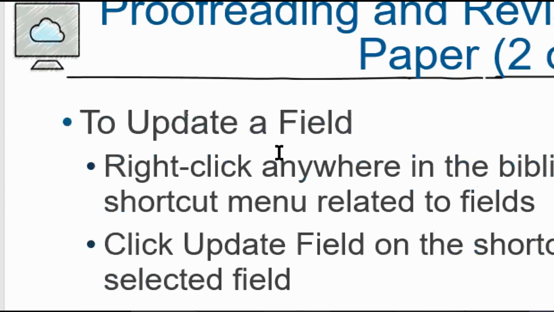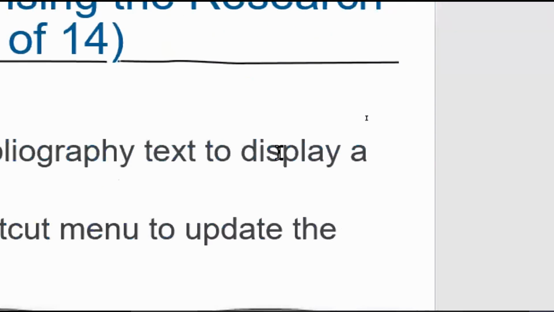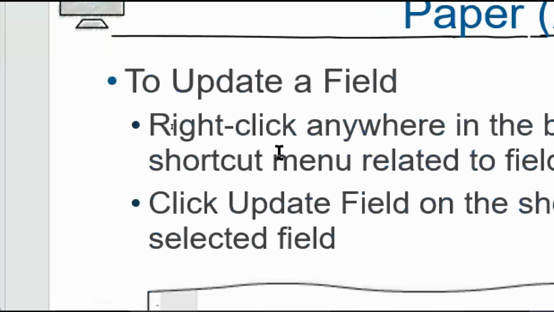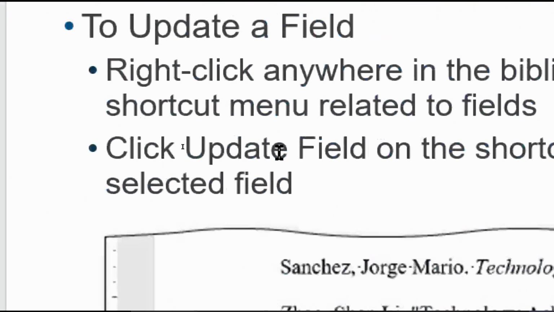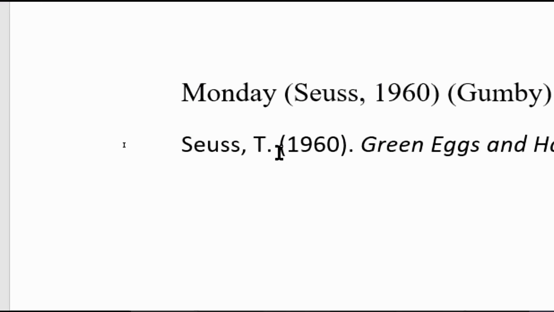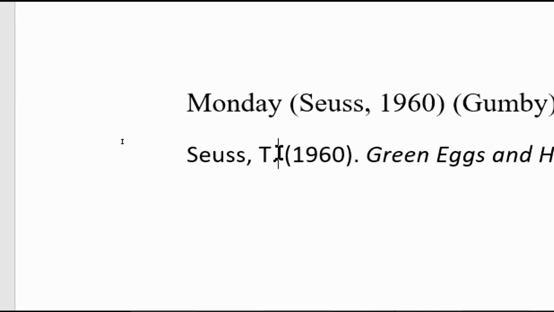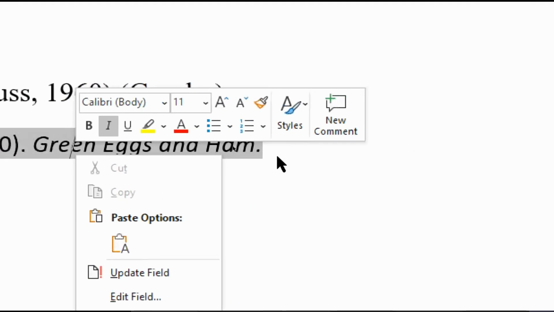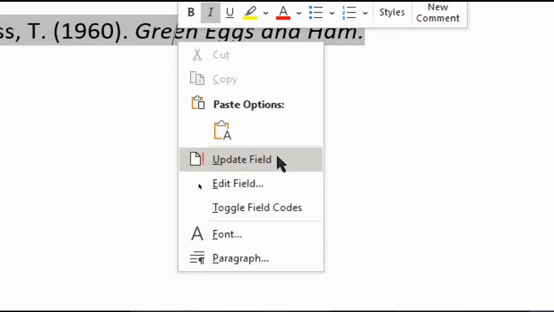To update a field, anywhere in your bibliography text, display a shortcut menu related to fields. Click Update Fields, and what this is doing is if you have made changes to a source, Word will not automatically update them in text. So what you want to do is come here and you have Update Fields. And if any changes have been made, it will reflect them in your sources.